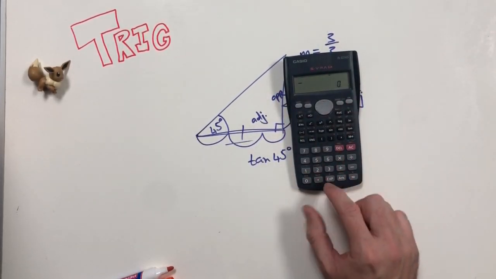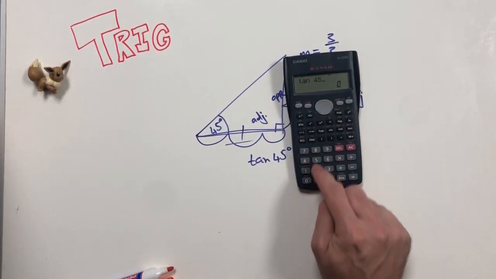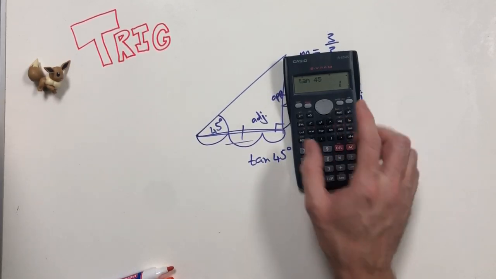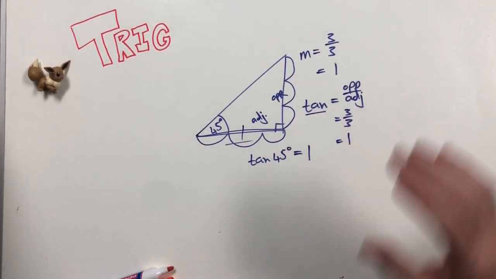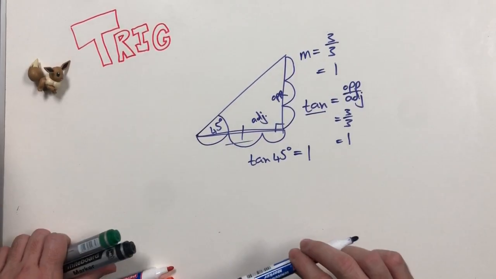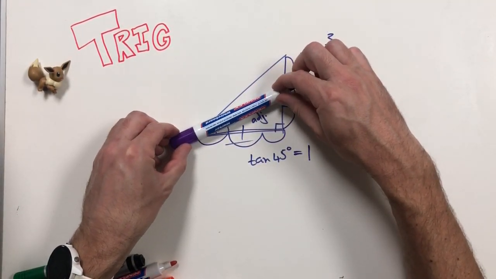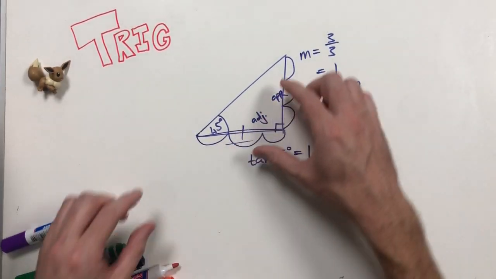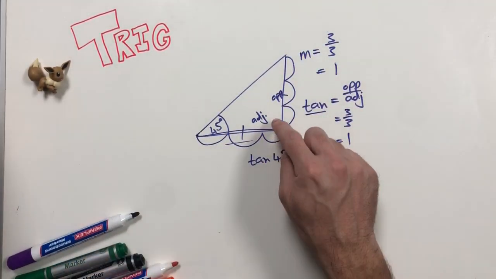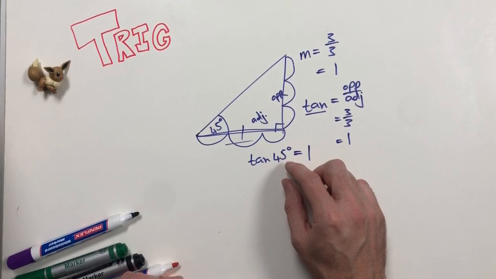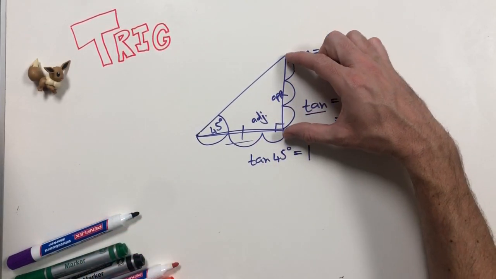Let's just check I'm not lying. Tan 45 equals 1. That's amazing. But now the next question is, what would happen if the angle gets smaller? So let's just think about that. If the angle gets smaller, what side is getting smaller? Or what am I doing less? I'm probably going to do less in the opposite.